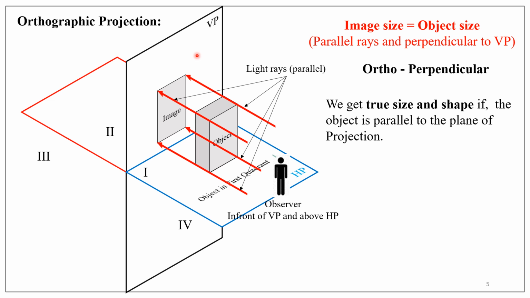We get true size and shape if the object is parallel to the plane of projection. The biggest advantage is image size or the view size, that is the projected view size, is equal to the object size. What is the meaning of that? You know the geometry of this object. It's a rectangular prism. It has got length, height, and width or thickness.